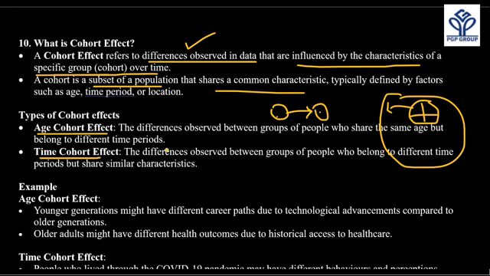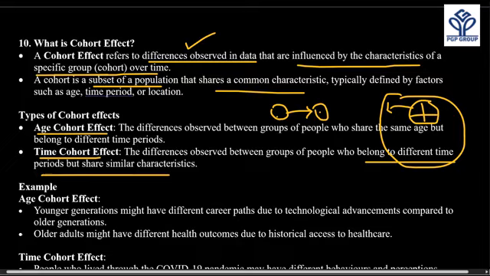The time cohort means the difference observed between the groups of people who belong to different time periods but share similar characteristics. So people before Corona, after Corona. That means before COVID and after COVID. So we can divide like this. Based on the time, you can have a cohort effect, or based on the age also, you can have a cohort effect.